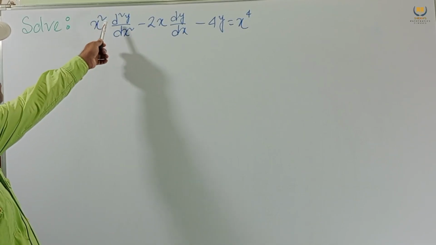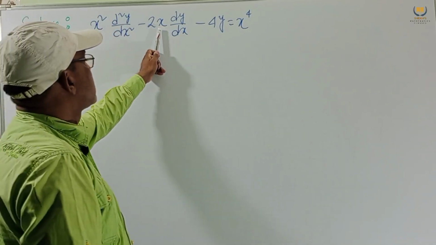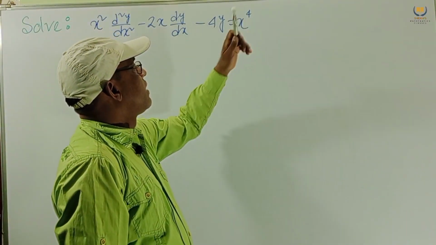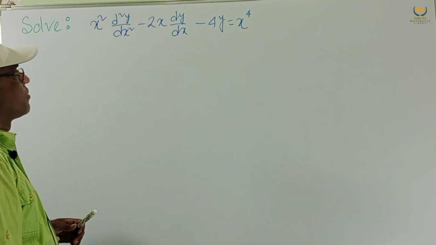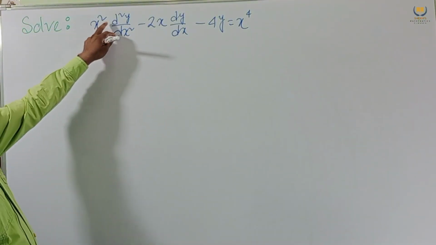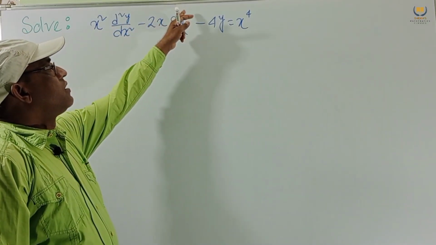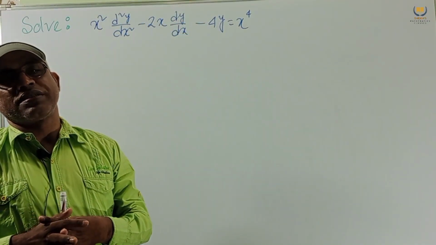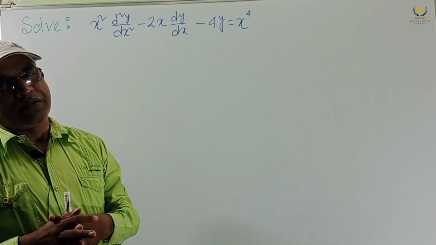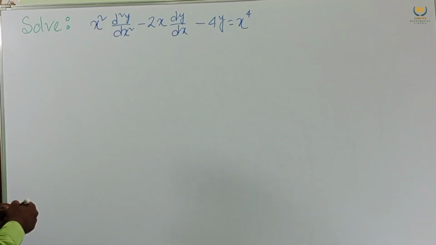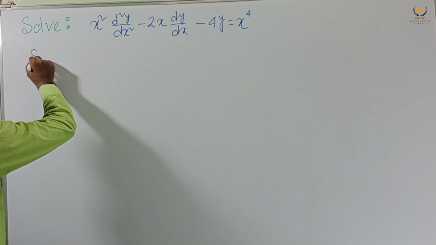Solve x square d square y/dx square plus twice x dy/dx minus 4y equals x to the power 4. So here the power is 2, here the power is 1, so the order is 2 and this is obviously a homogeneous linear differential equation. If it is homogeneous, then we solve this problem in this way.